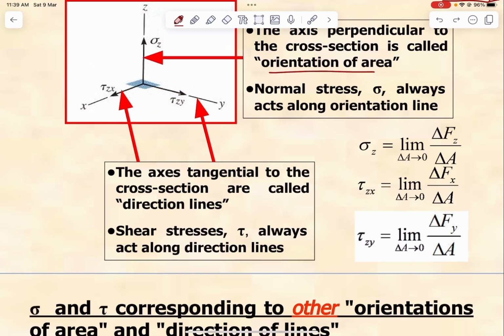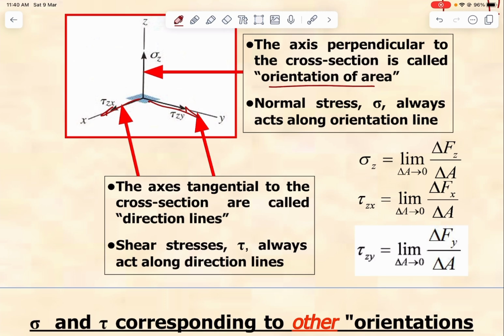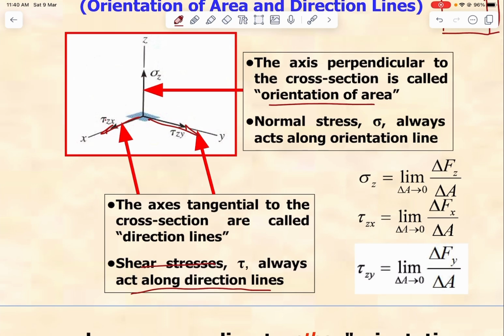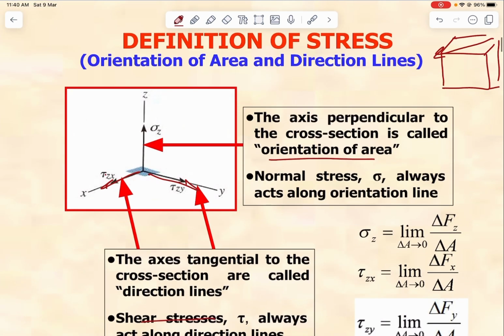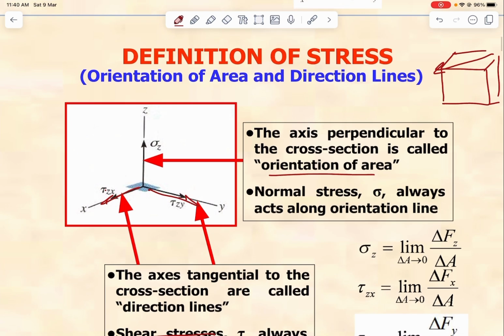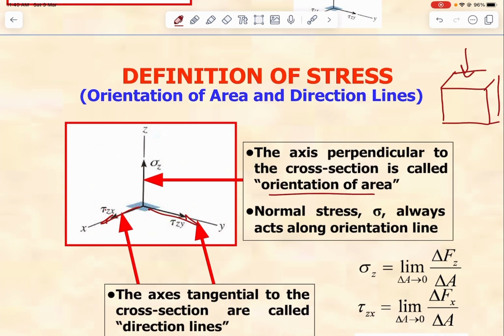The axis tangential to the cross-section are called direction lines, which are the Z and Y, tau ZX and tau ZY. We call this a shear stress, and it always acts along the direction of the line. It always comes tangent to the surface, and in this form we call it shear stress. What comes perpendicular is the normal stress. So now we have learned two types of stress, shear and normal. Shear comes tangent, while normal comes perpendicular.